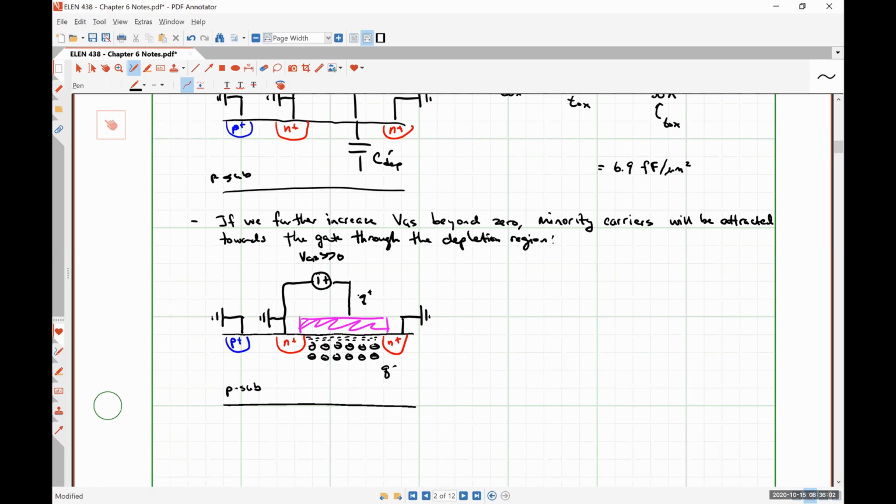But we're going to generally see that the depletion width isn't going to continue to increase because the repulsion between the positive charges is too large to further facilitate that happening. So this process where we're pulling electrons right underneath our gate is called inversion.